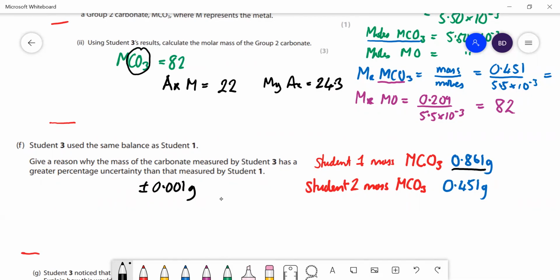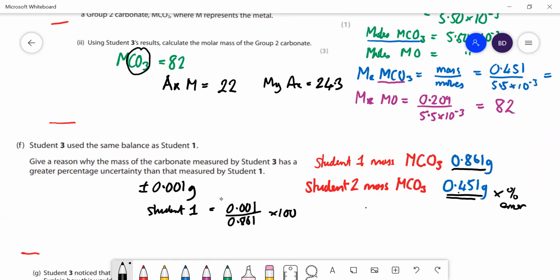The percentage error for student 1 is going to be 0.001 over 0.861 times 100. And you can see that is going to be a smaller number than if you're dividing it by the other student's mass. He only weighed half the amount. So he's weighing half the amount, more or less. So his percentage error is going to be twice as big there. And really, the percentage error for each of the students is going to be very, very small. It's not really an issue, okay?